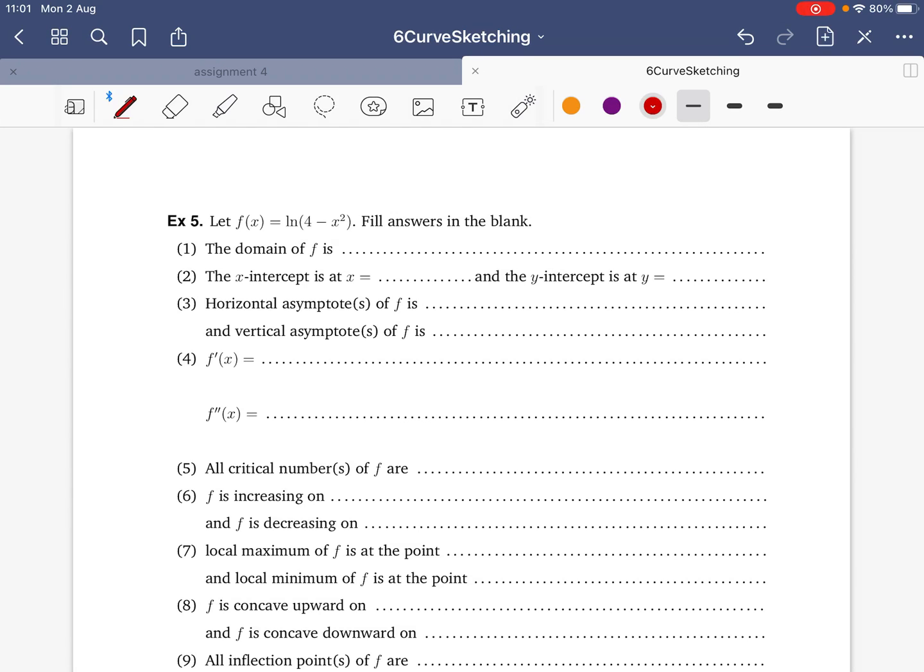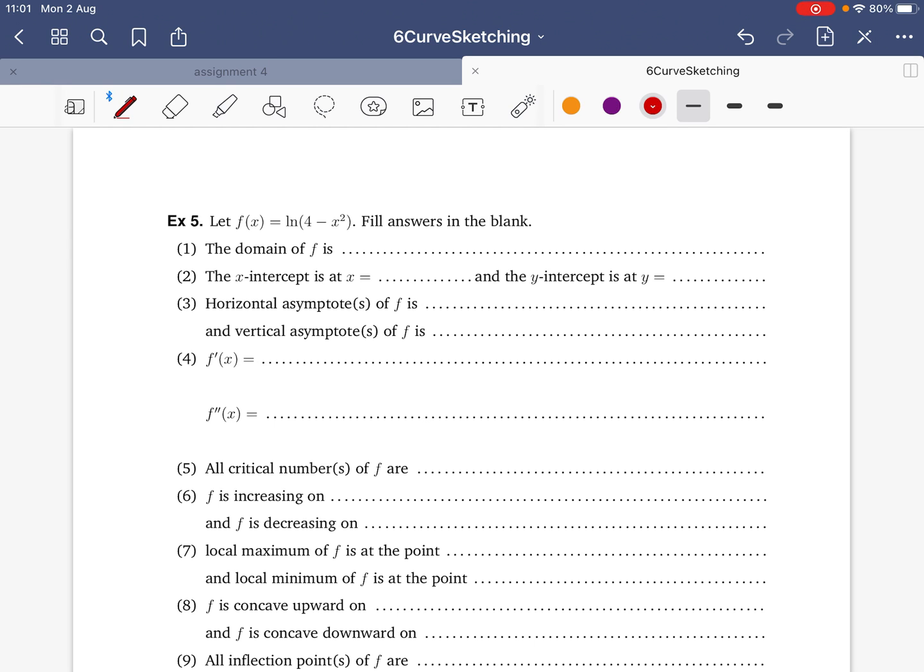Hello everybody, this is the video clip for chapter 3 and we are still working on several examples on curve sketching, using the information from your f prime and f double prime. So for this one, our function is given in terms of the logarithm of 4 minus x squared.